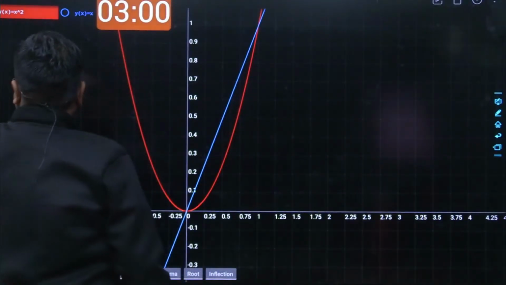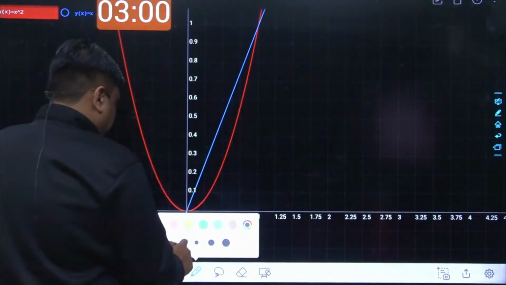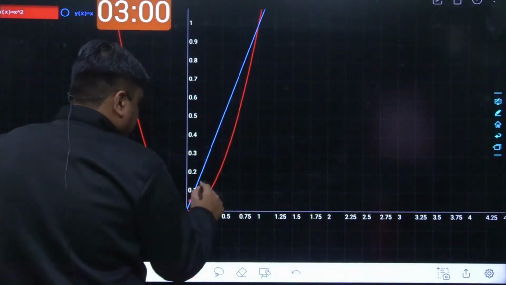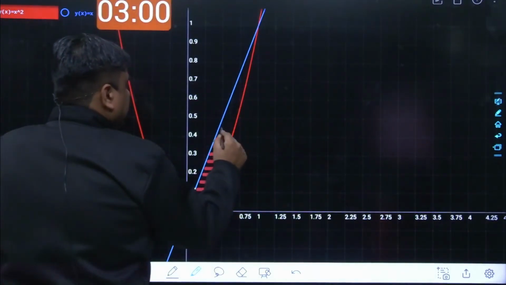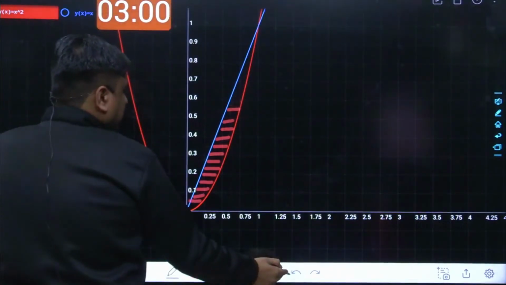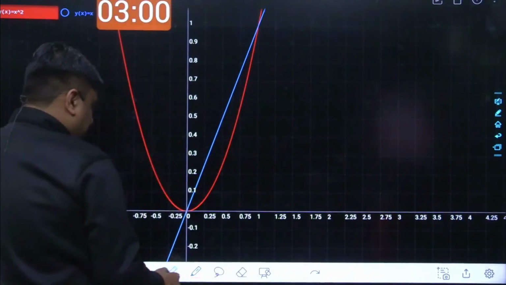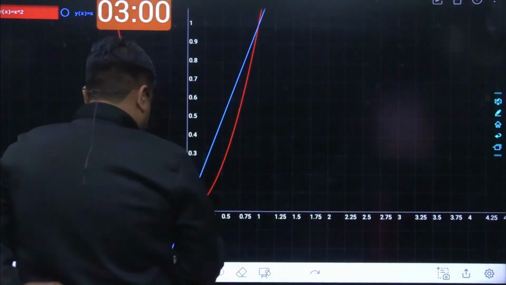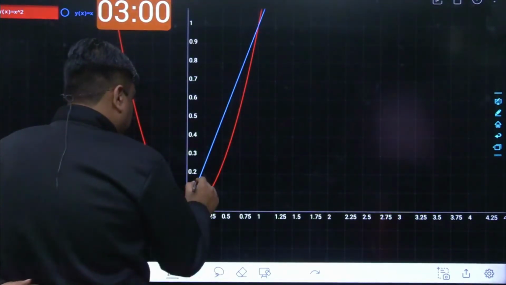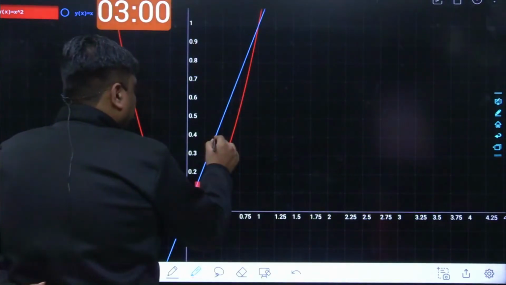And this is the area which I am seeking. I need to calculate this area. This area can be calculated in two different techniques, as I was discussing earlier. Either I could take a vertical strip, like this, or I could take a horizontal strip.